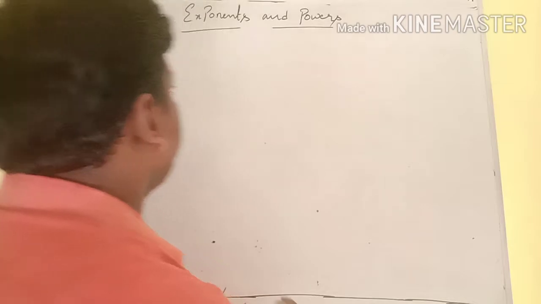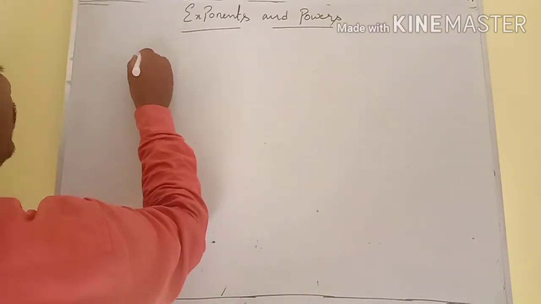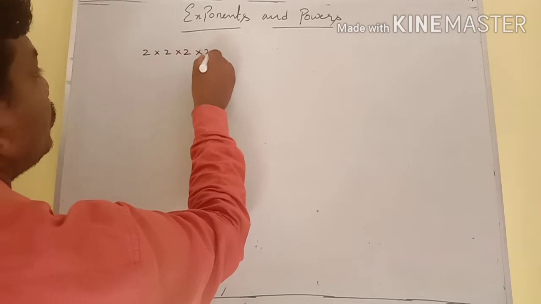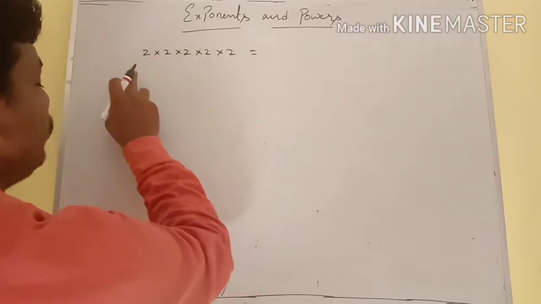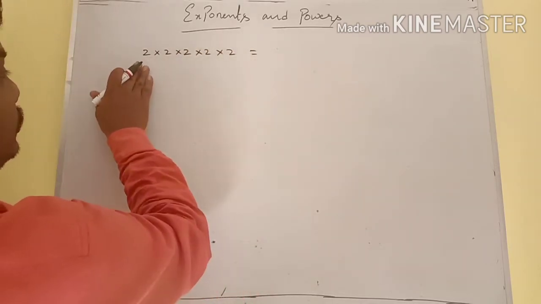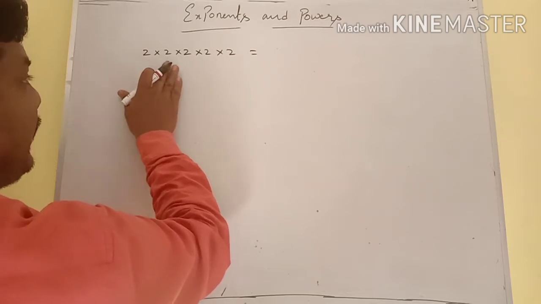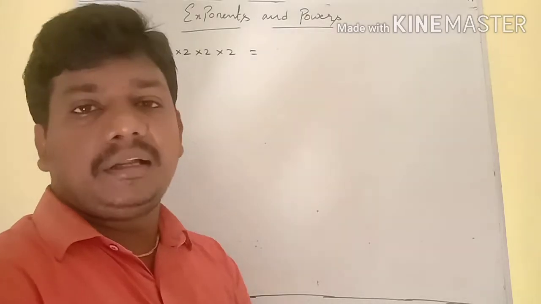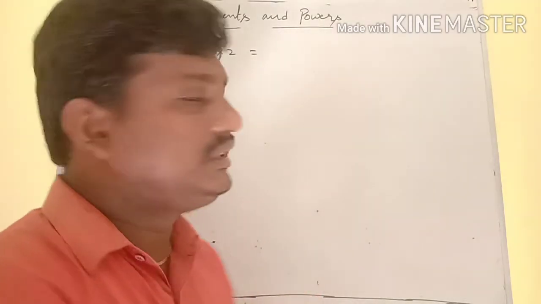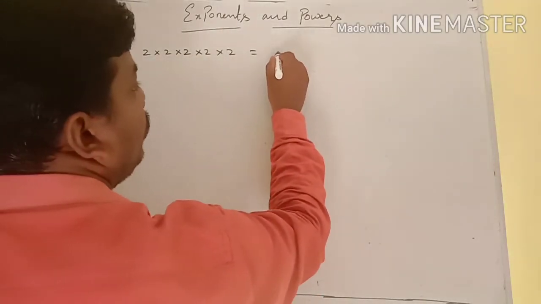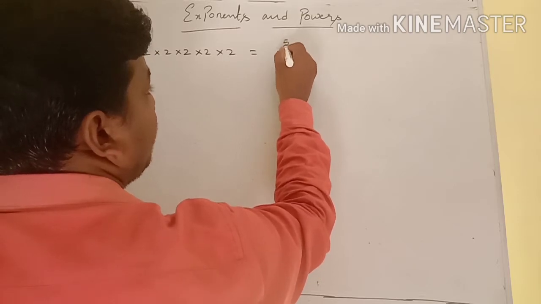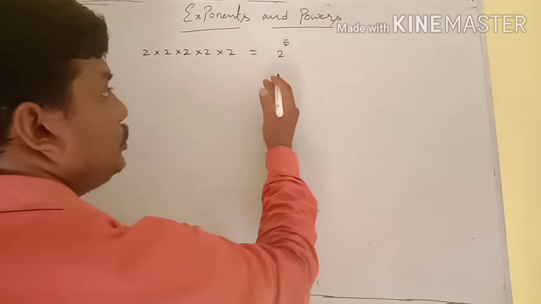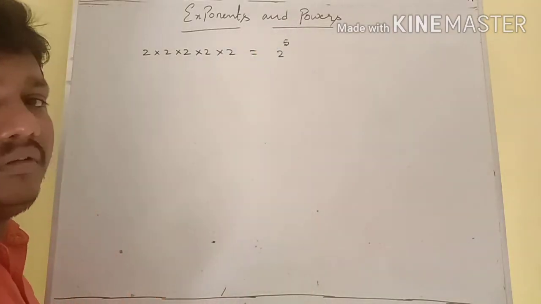Suppose I consider 2 into 2 into 2 into 2 into 2. When I multiply 2 first time, second time, third time, fourth time, fifth time, that means 5 times. So when 2 is multiplied 5 times, this can be written as 2 to the power of 5.